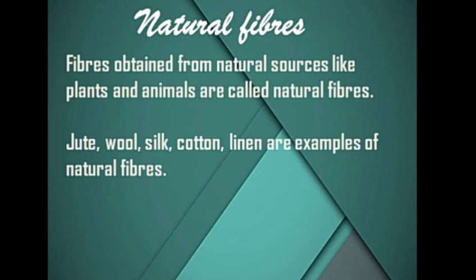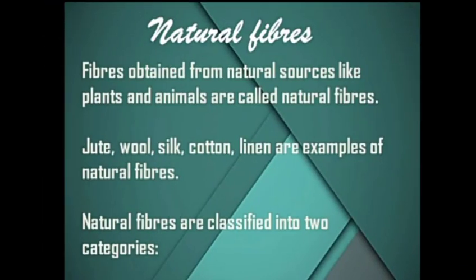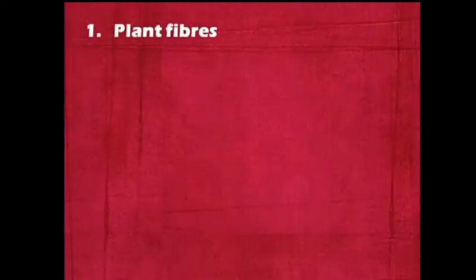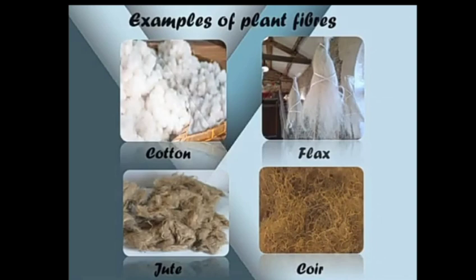Now these natural fibers are again classified into two different categories: plant fibers and the animal fibers. So first is the plant fibers. The fibers that are obtained from plant parts, from the stem, bark, leaf, seeds, etc. of plants. These are called plant fibers. And jute, cotton, coir and linen are some examples.